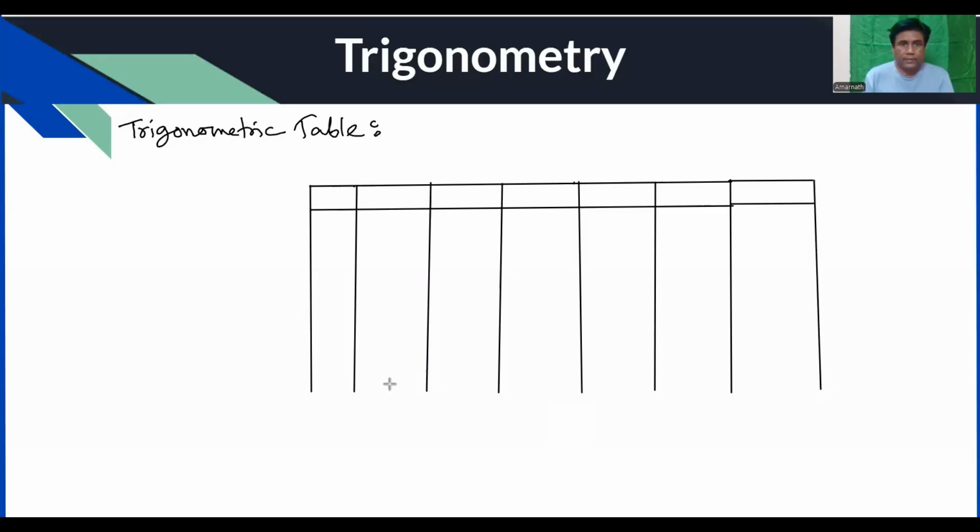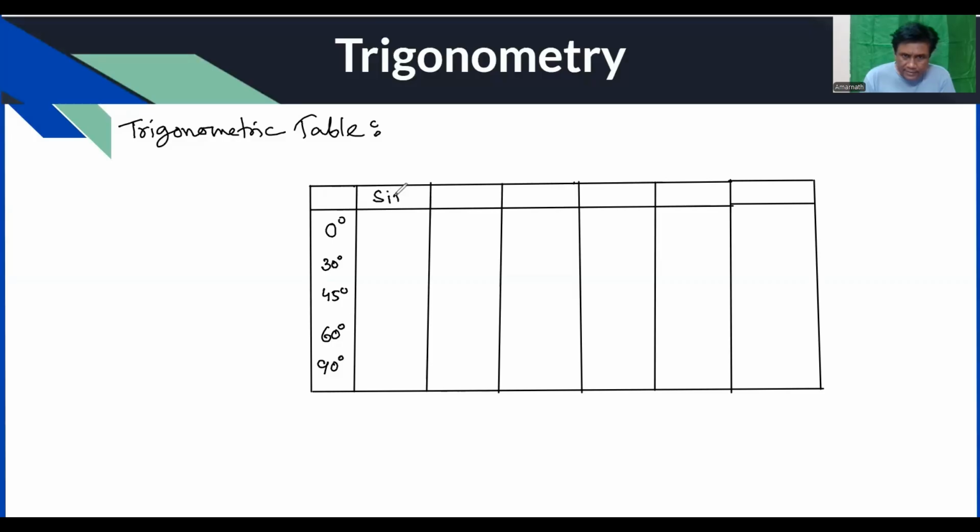Draw a line, okay. Now you join. So what you do here? Here you write 0 degree, then you write 30 degree, then you write 45 degree, then 60 degree, then finally 90 degree. And these are some good angles. Apart from that, one or two more angles we are going to discuss.